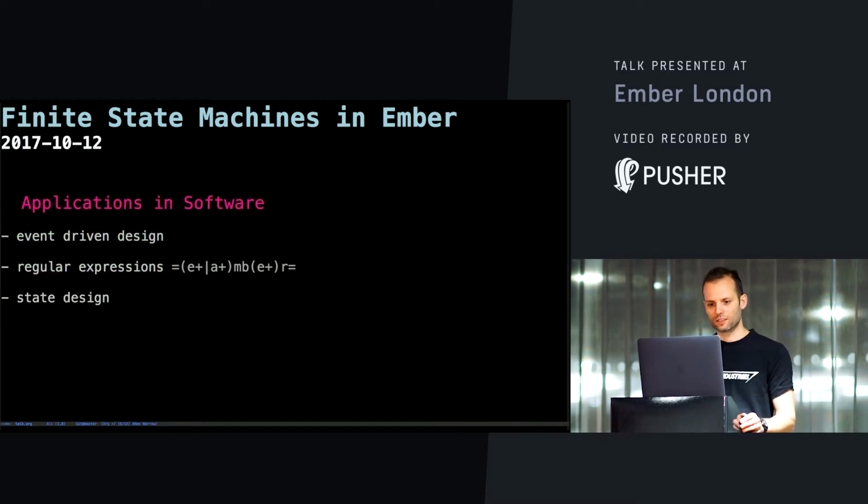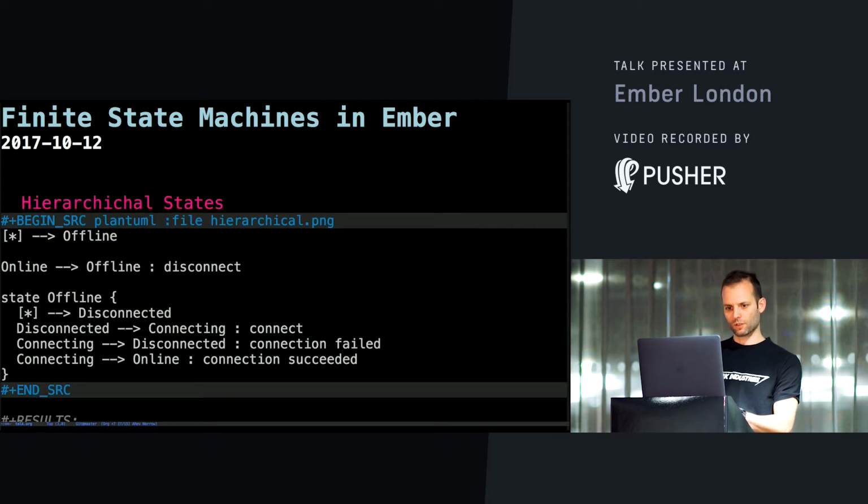So you can use state machines to model your application behavior. That's what you would call state design. But they're also pretty good at modeling event-driven behavior, which pretty much all front-end applications are. I mean, they wait for user input and react to user input. So, what else is there?